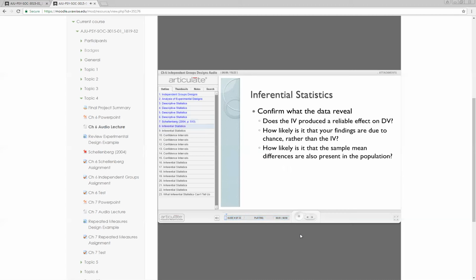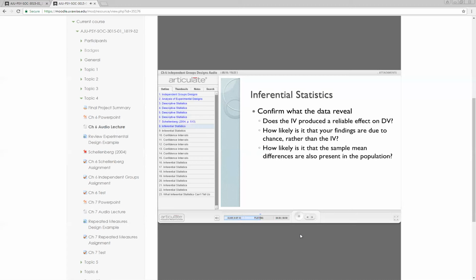Okay, so with our descriptive statistics, we're just talking about what the data look like in general. But what we really want to know is, is there really a difference in the behavior based on the independent variable? Did the independent variable really work? Descriptive statistics can't tell us that. What we need for that is inferential statistics that help us confirm what the data reveal. They tell us, did the independent variable produce a reliable effect on the dependent variable?